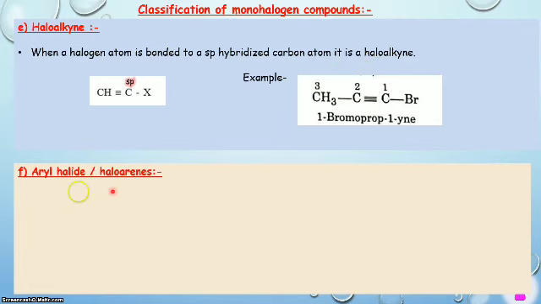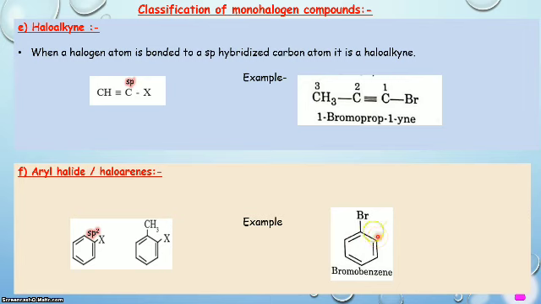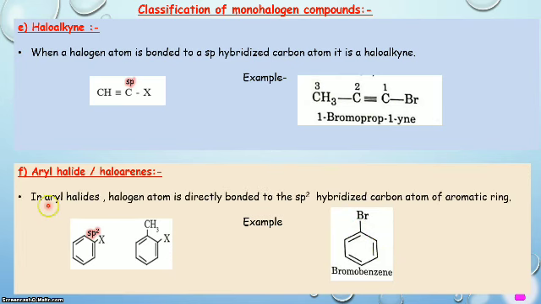The next monohalogen compound is aryl halide or haloarenes. Here is the example in which halogen is bonded to sp2 hybridized carbon atom of aromatic ring or benzene. Here is also the same concept. The example of bromobenzene shows that this bromine is directly bonded to sp2 hybridized carbon atom of this benzene ring. So in aryl halides, halogen atom is directly bonded to the sp2 hybridized carbon atom of aromatic ring.